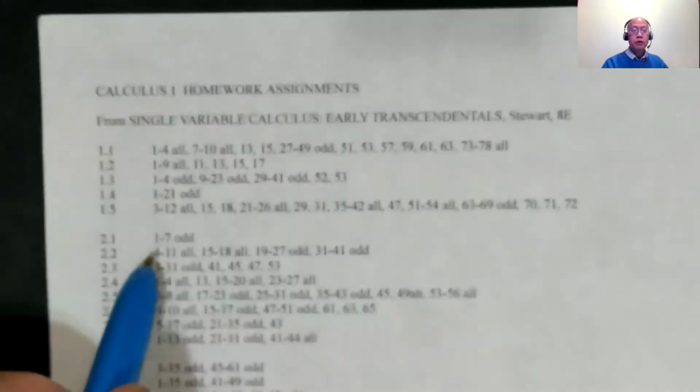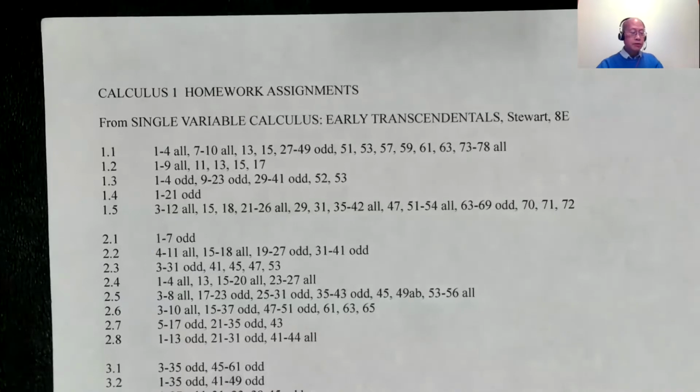Section 2.1. So we just have 4 problems, 1 through 7 odd: 1, 3, 5, and 7. I'm going to go ahead and show it to you.